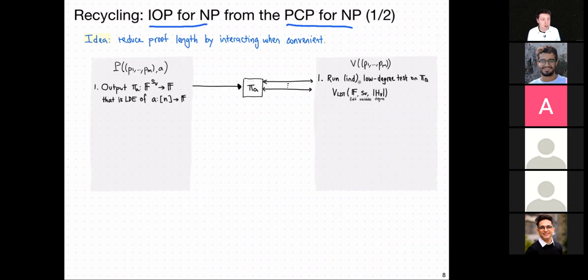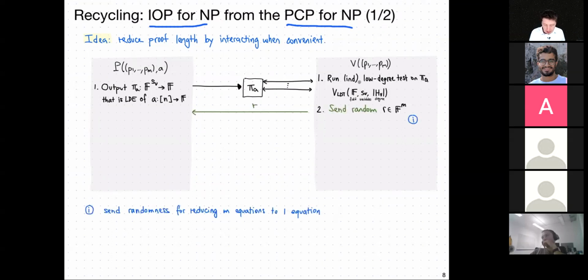Now, the first step is going to be absolutely the same as before. The prover outputs the logic extension of the assignment, and the verifier low-degree tests it. It doesn't really matter when it low-degree tests it, it can do so at the end. I'm just putting the arrows here because it can do it whenever it wants, but it has to do it at some point.